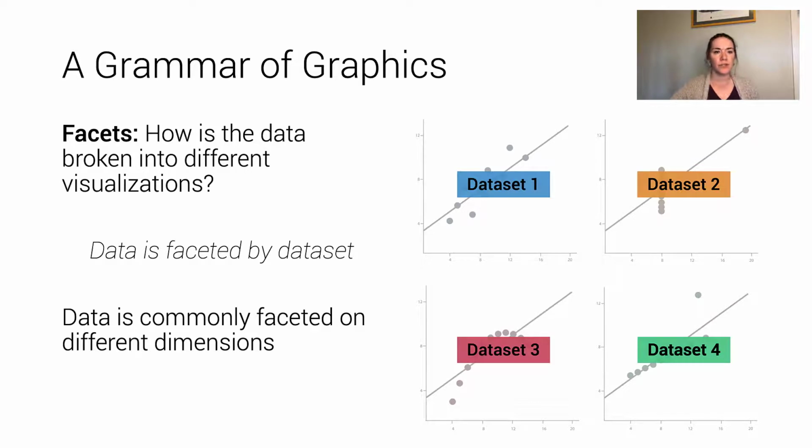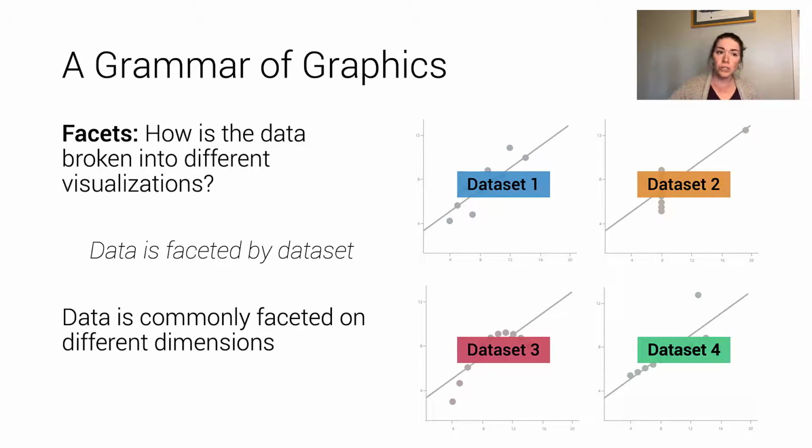Moving to the next level of the grammar, we have facets. How is the data broken into its different component visualizations? Oftentimes we'll just have one single visualization that represents a certain subset of the data. But as you've probably seen in the wild, it's not uncommon for visualizations to be represented through multiple data sets or multiple visualizations. So in this case, we faceted our data according to each data set. So we have data set 1 in the upper left, 2 in the upper right, 3 in the lower left, 4 in the lower right.